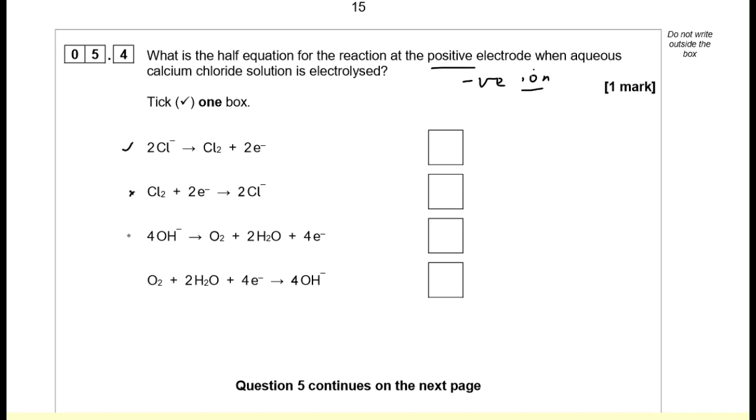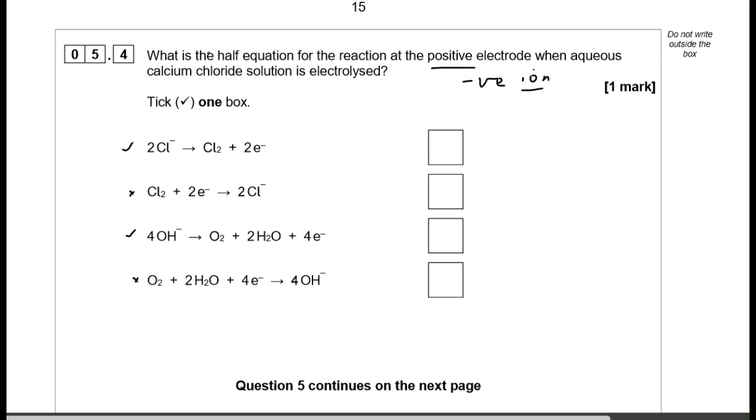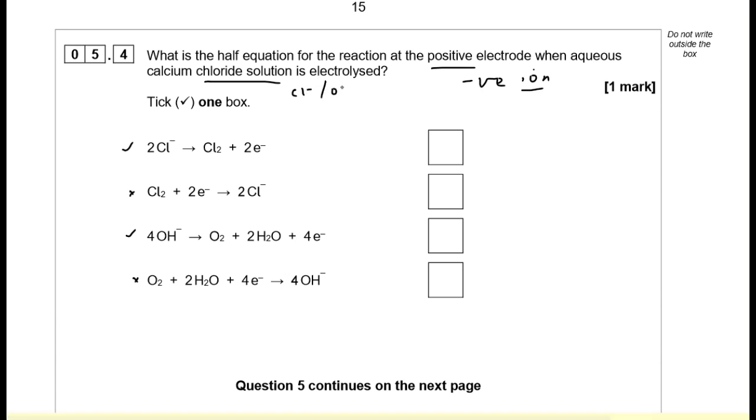The next one, 4OH- is a negative ion, so that's a possibility. And the 4th one, O2 and H2O, no negative ions there. So it's only the first and the third one. But in the solution, there are two negative ions, Cl- and OH-. But let's remember, when we've got chloride ions in solution, chloride ions are always discharged in preference to OH-. So the answer must be the first choice.